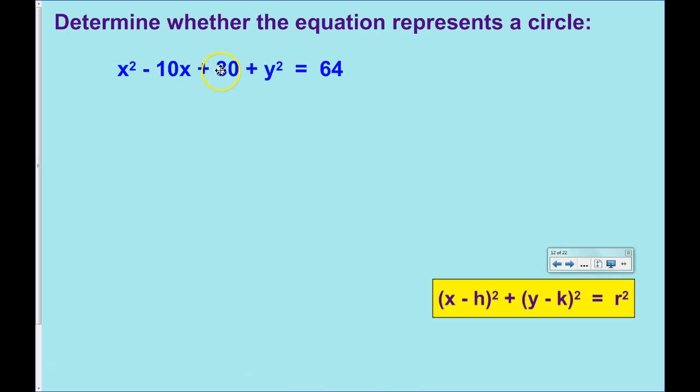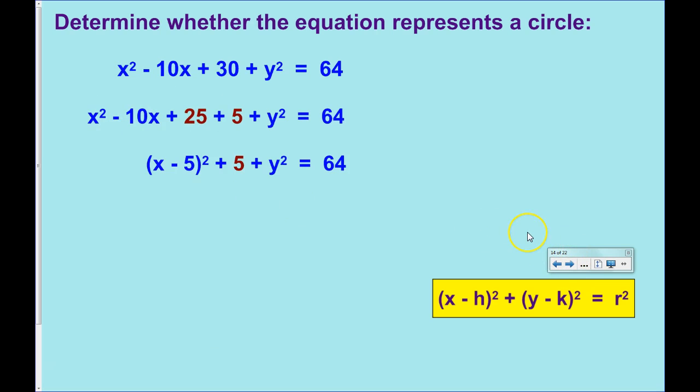And you'll notice we don't have a +25 here, we have a +30. Well, that's not such a big problem because we can split that 30 into a 25 and a 5. And then this 5 ends up collecting out here basically on the garbage side of the equation, just so that we can factor this trinomial right here with all of our x's. And if you do that, you get x minus 5 squared plus 5 plus y squared equals 64.